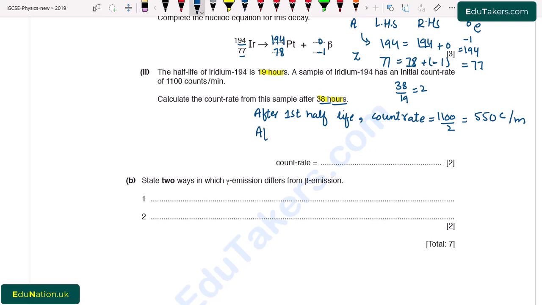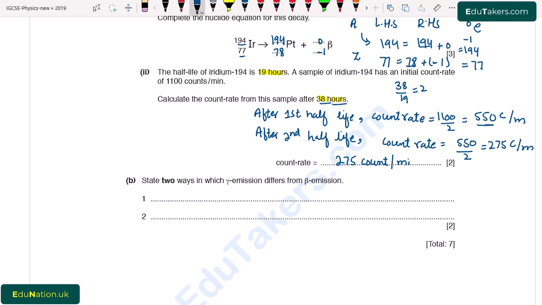So I write after the second half-life, count rate will be equal to half of this value. So I write here 550 divided by 2, it will be 275 counts per minute. So this is the count rate that is left after 38 hours. I write here 275 counts per minute.